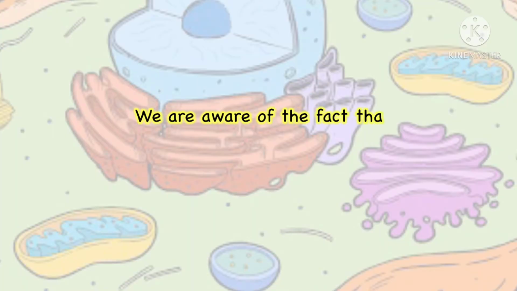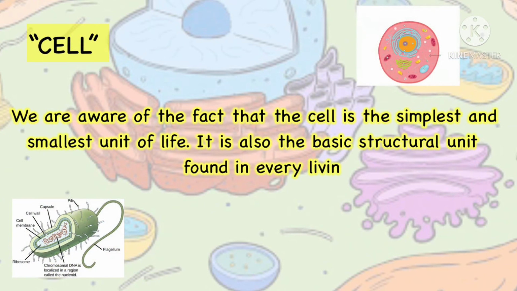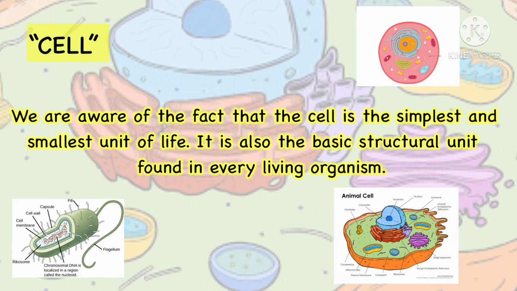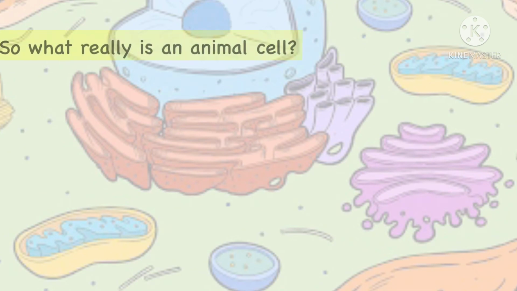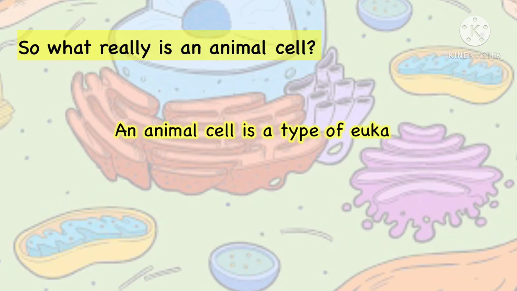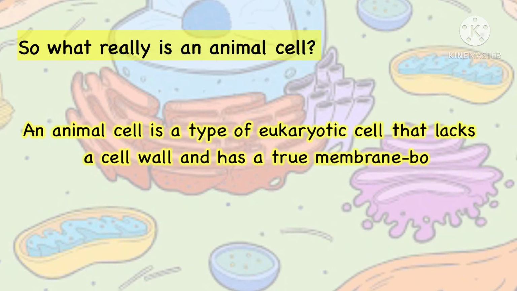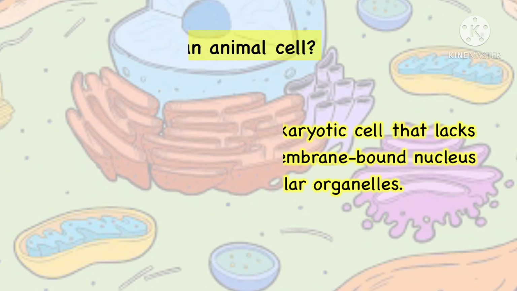We are aware of the fact that the cell is the simplest and smallest unit of life. It is also the basic structural unit found in every living organism. So, what really is an animal cell? An animal cell is a type of eukaryotic cell that lacks a cell wall and has a true membrane-bound nucleus along with other cellular organelles.